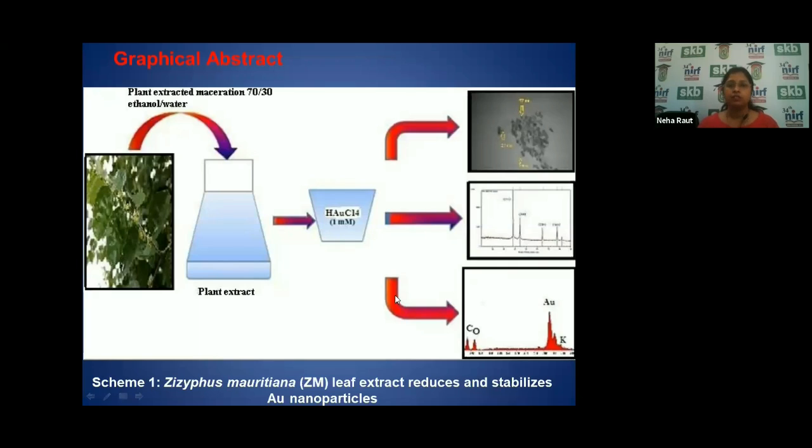So this one single presentation can give us an idea that we have taken the plant leaves, extracted them, and then further treated it with the chloroauric acid and then characterized it for the nanoparticles or that particular nature of nanoparticle. So this is the graphical abstract given by the journal or given in a paper.